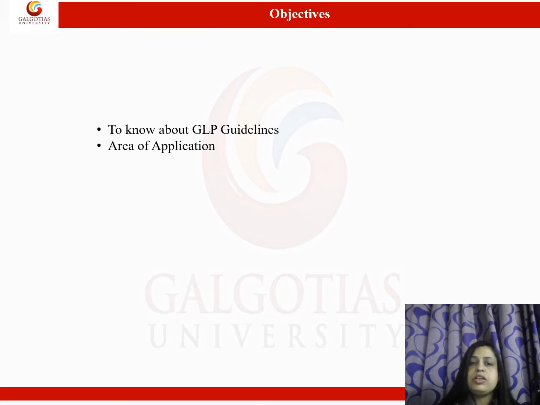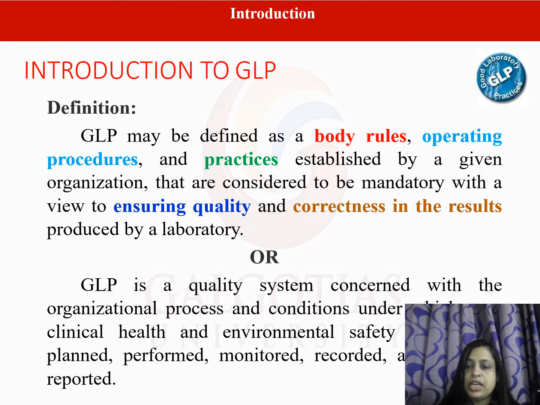In this particular content, we are going to discuss GLP guidelines and where they are applicable. So first of all, what is GLP? GLP may be defined as a body of rules, operating procedures and practices established by a given organization that are considered to be mandatory with a view to ensuring quality and correctness in the results produced by a laboratory.